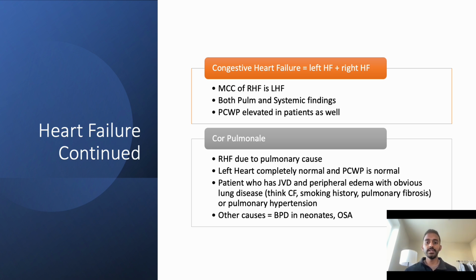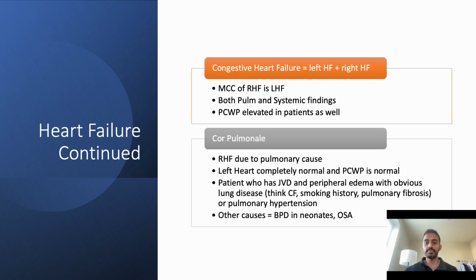And cor pulmonale is right heart failure due to pulmonary cause. The left heart is completely normal, so there's no backflow into pulmonary capillaries, and PCWP is normal. The classic presentation is patient who has JVD and peripheral edema with obvious lung disease or demographic for pulmonary hypertension. The typical demographic for that is young female in reproductive age.